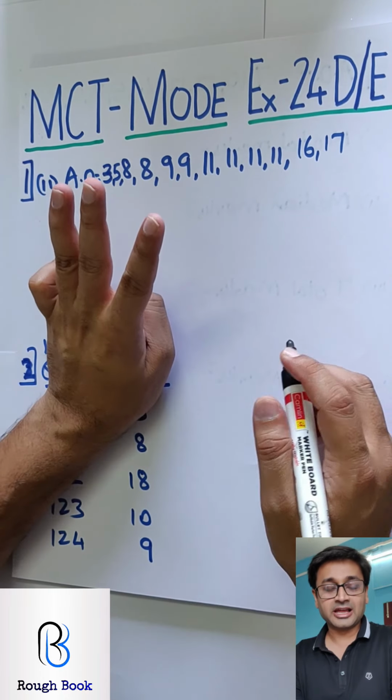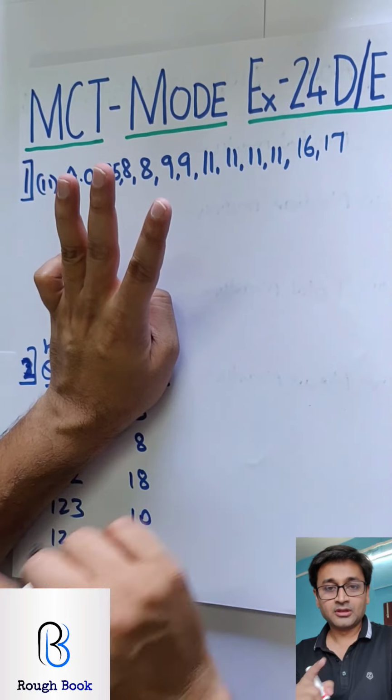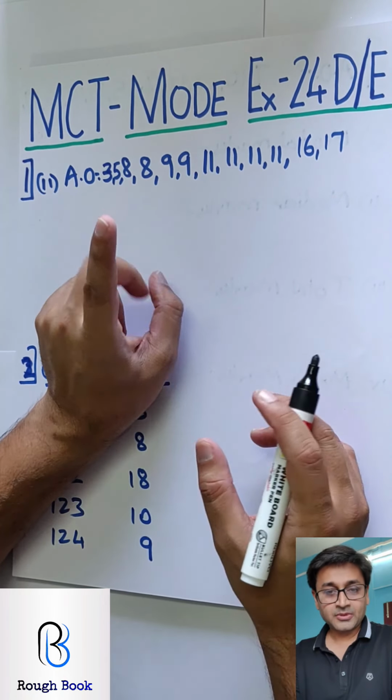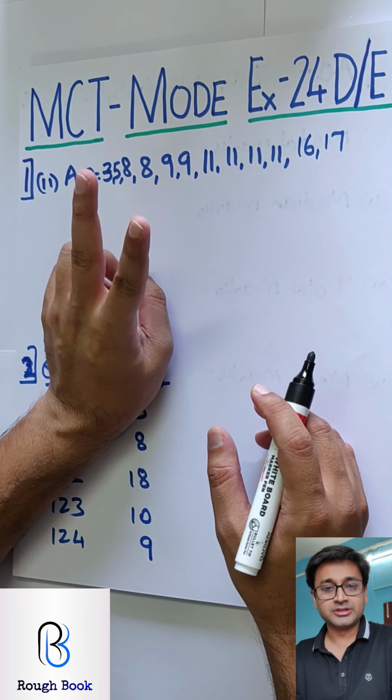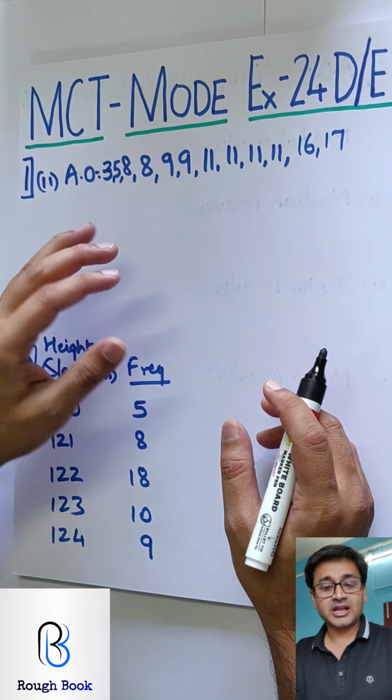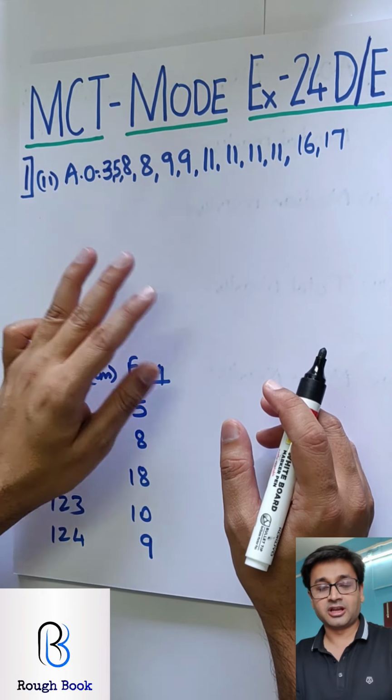So the data that can be given to you will be of three types. The first one obviously is the raw data. The second one is the ungrouped frequency table, and the third one is the grouped frequency table. So we will try and understand how to calculate mode with all the three types of data.